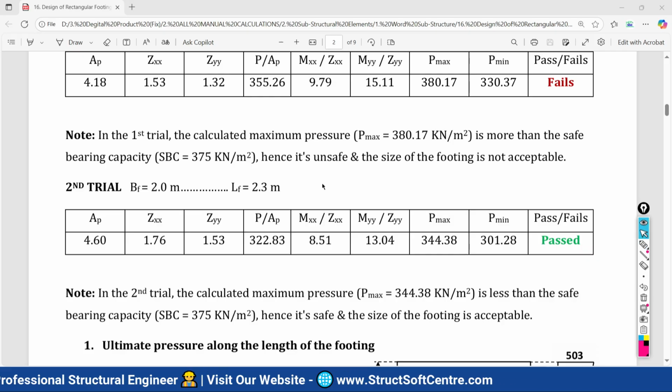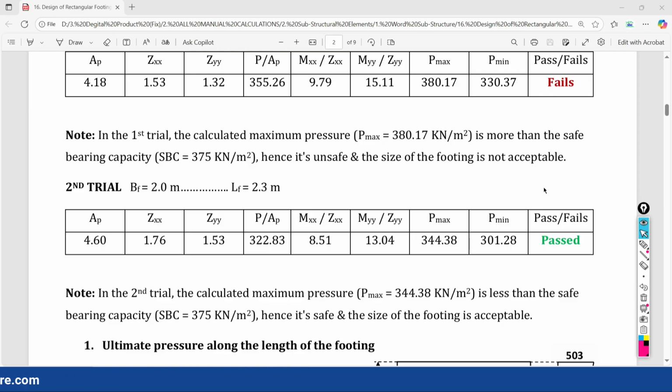So finally we are going to conclude here that by including the consideration of the moment and by considering the axial load, both the things, we are getting the final safe size of the footing as 2 meter as the width of the footing and 2.3 meter as the length of the footing.